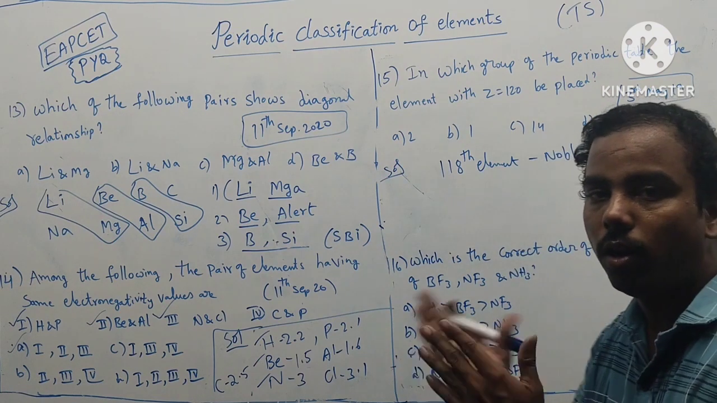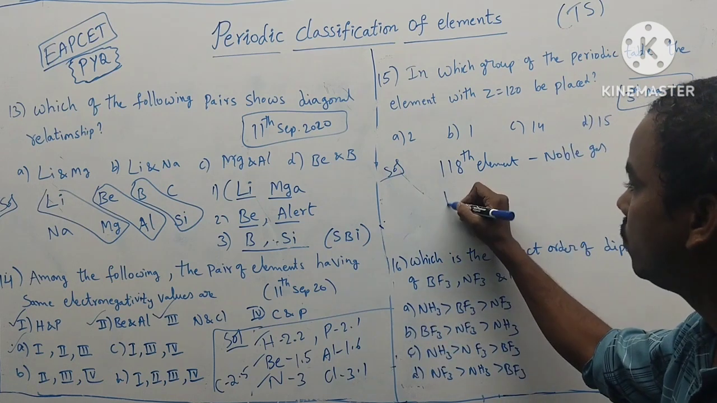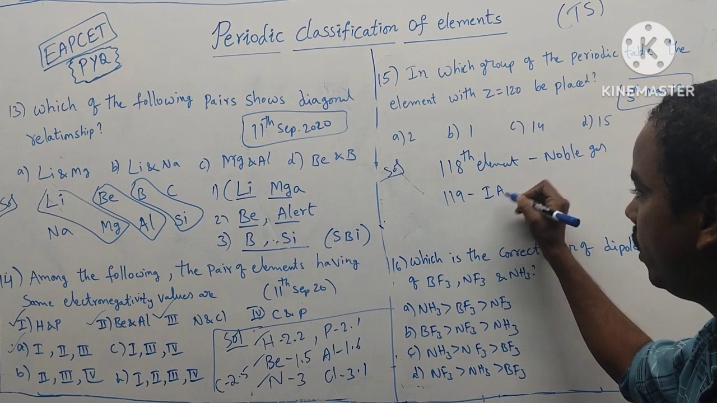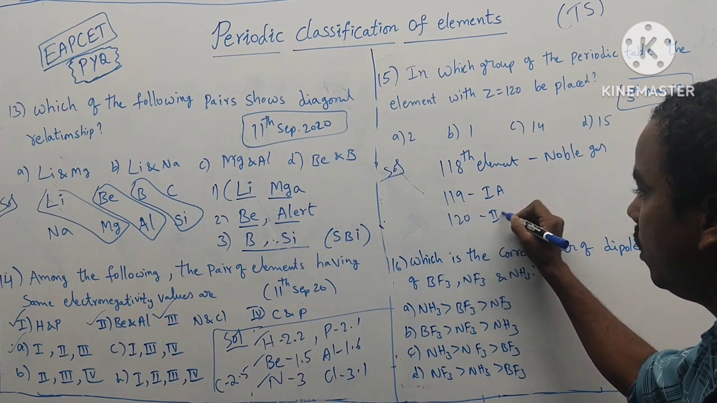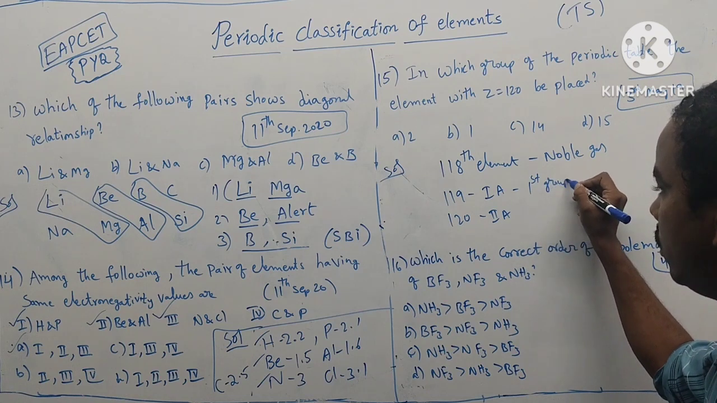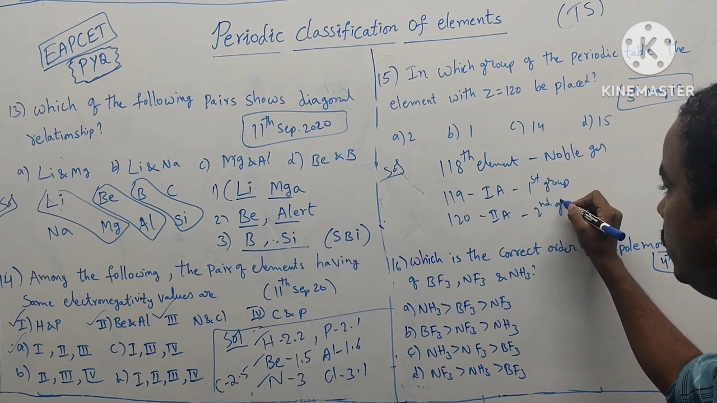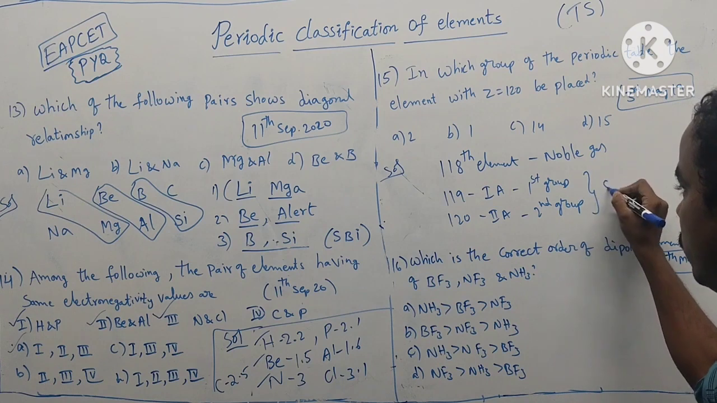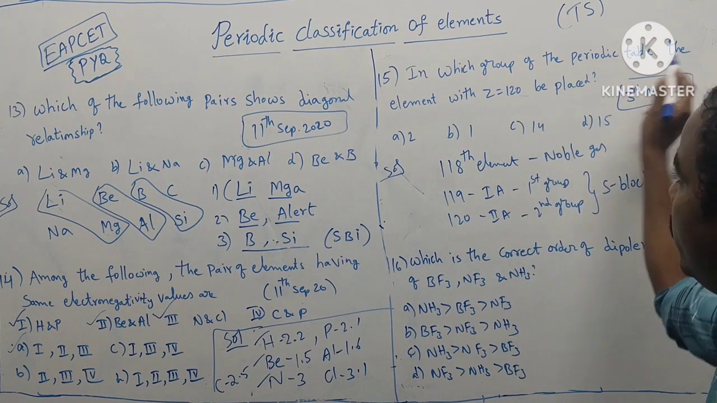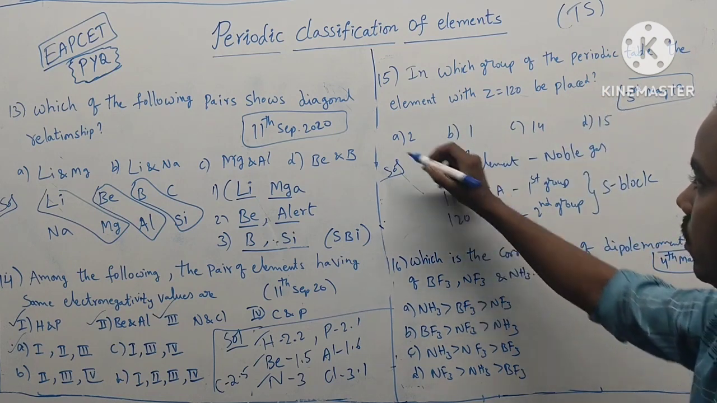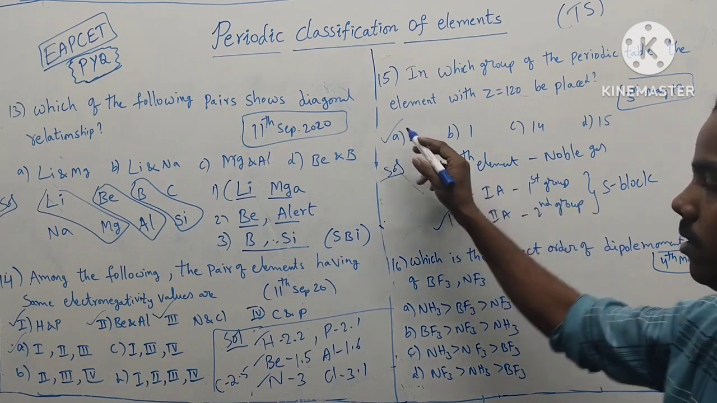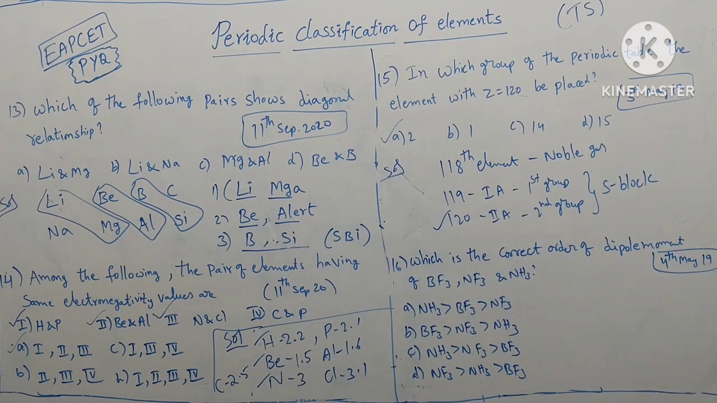After the 118th element, 119 and 120: 119 is an s-block, 1A group element, and 120 is a 2A group element. That means the first group and the second group. Which block is present? s-block. So the answer: in which group of the periodic table will the element be placed? Here, 2. So the answer: 120 is placed in the second group.